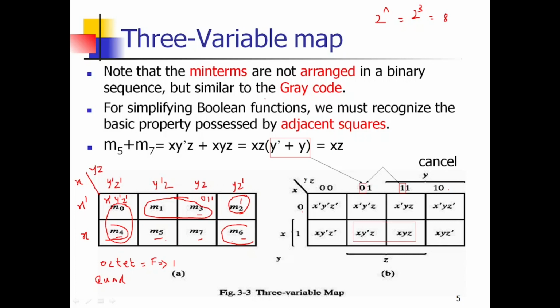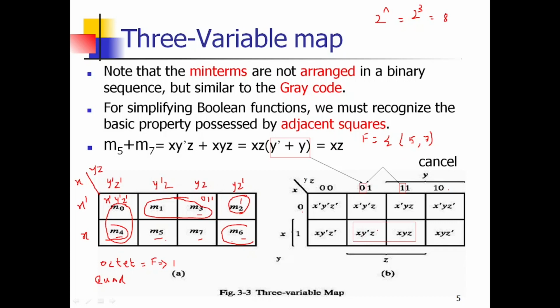Okay, so here if we are having a problem given, what is the problem? Simplify f is equal to summation of 5 comma 7 using 3 variable K-map. So this is the question. This is the format. In this way the question will be given. See here, minterm 5 and 7, so this is 5, this is 7. So we can remember like this. This is 0, 1, 2, 3, 4, 5. So minterm 5 is given in the question.